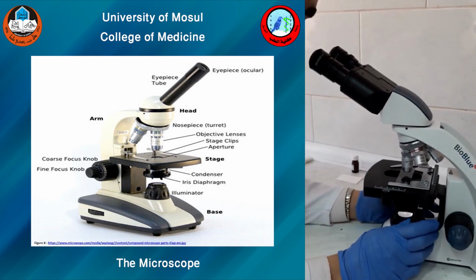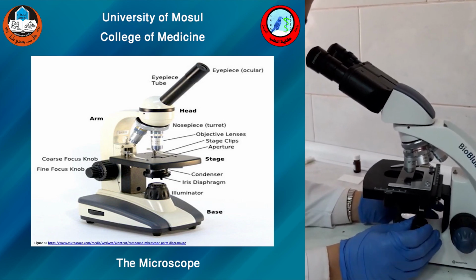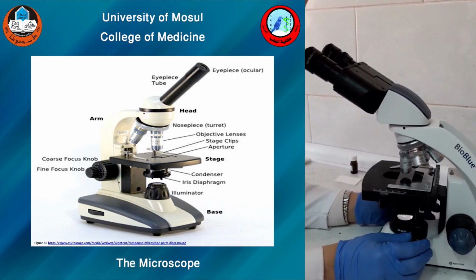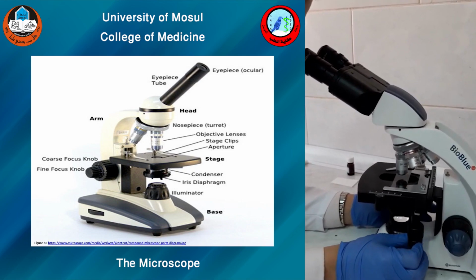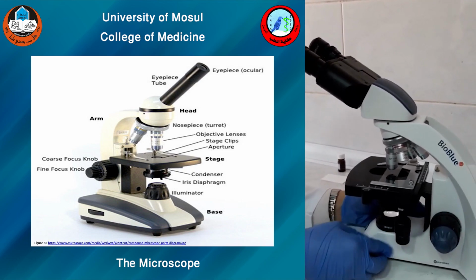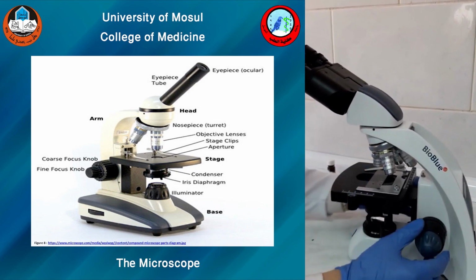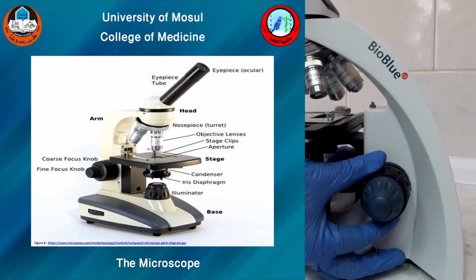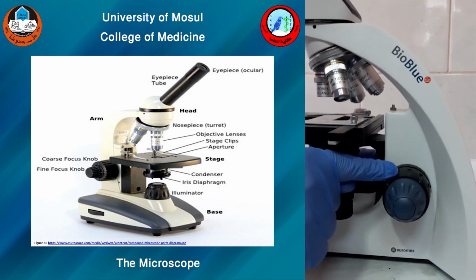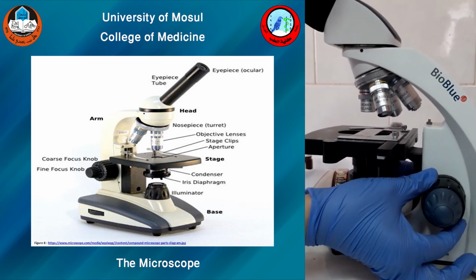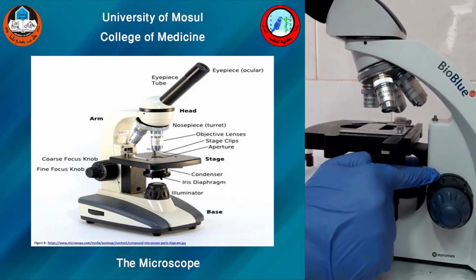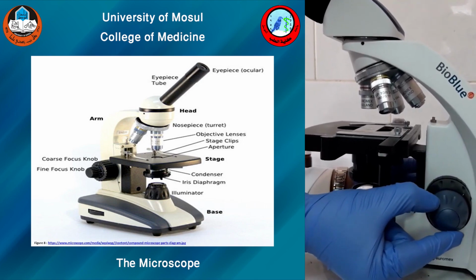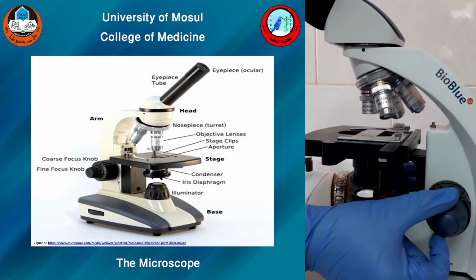We can move this stage forward and backward. Also, we can move it to the right, to the left, and we can move it upward and downward by these two important knobs. These are the coarse adjustment knob. This is the coarse adjustment knob. It will be inward, and outward we have a fine adjustment knob.